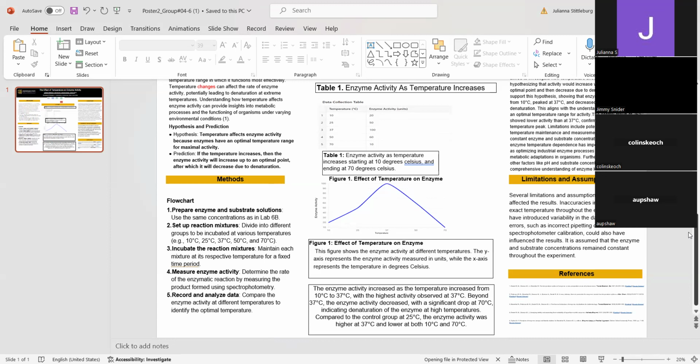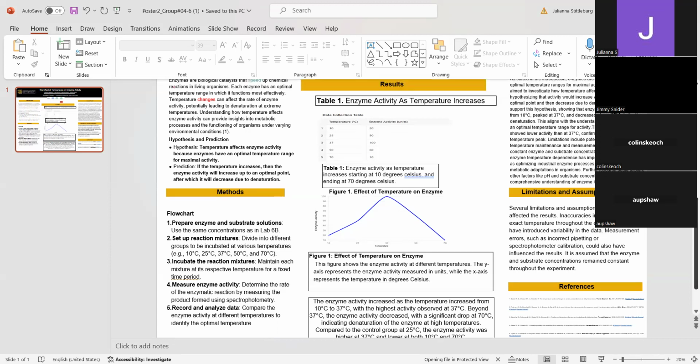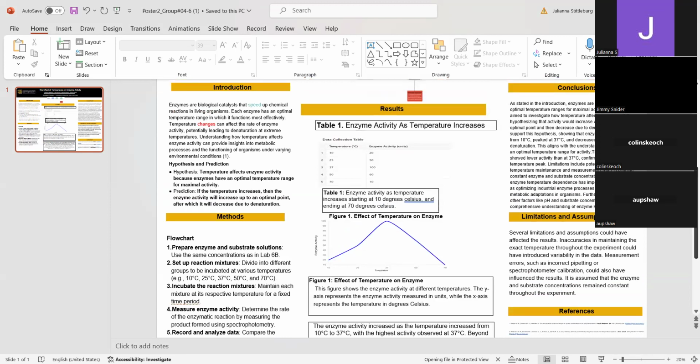Our conclusion. As stated in the introduction, enzymes are biological catalysts with optimal temperature ranges for maximal activity. The experiment aimed to investigate how temperature affects enzyme activity, hypothesizing that activity would increase with the temperature up to an optimal point and then decrease due to denaturation. The results supported our hypothesis, showing that the enzyme activity increased from 10 degrees Celsius, peaked at 37 degrees Celsius, and decreased above 37 degrees Celsius, indicating denaturation.